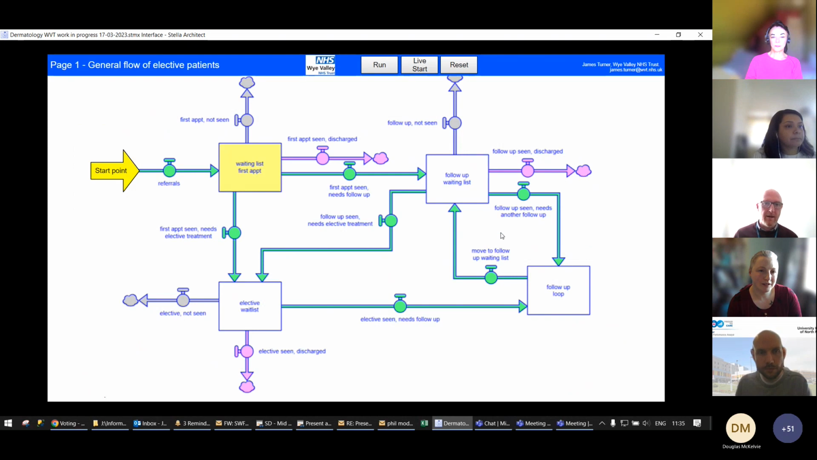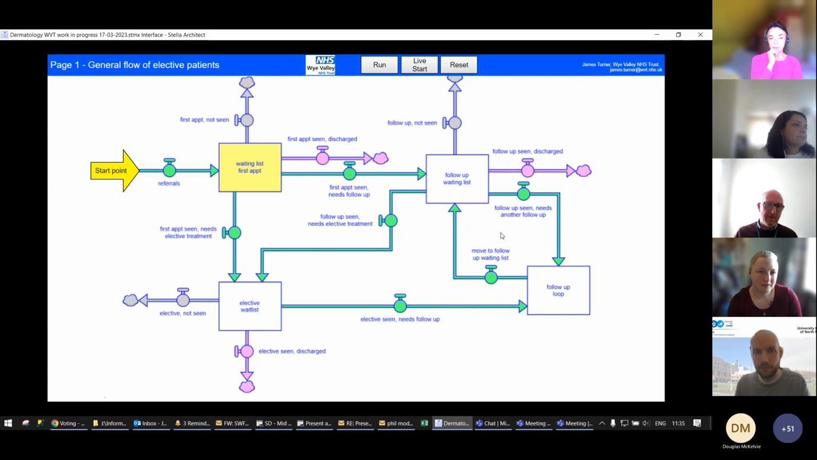This slide is about the general flow of elective pathways or patients within the organisation. At the start point, you have a referral, you come into the organisation, you typically go onto a first appointment waiting list if your referral is accepted.